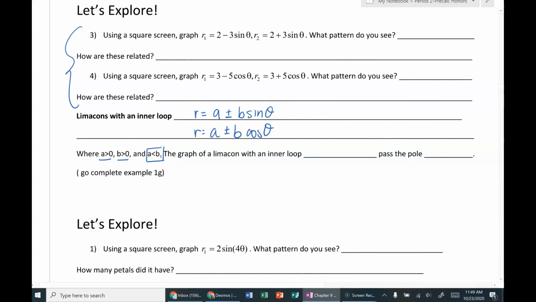and this is super important here as well. The graph of a limacon with an inner loop does pass the pole twice, not just once, not never, but twice. Remember, without the inner loop does not ever touch the origin or the pole, but this one passes twice. Now let's go do example 1G.